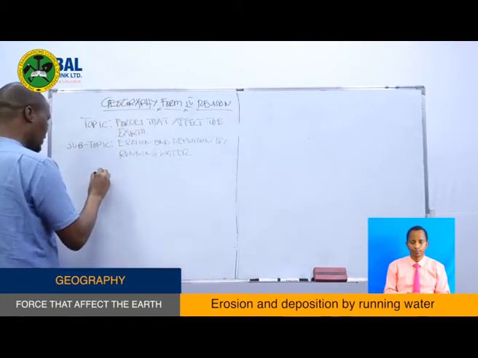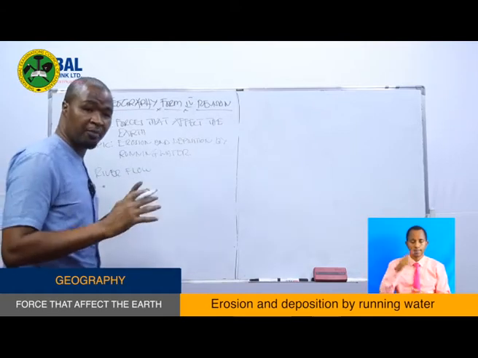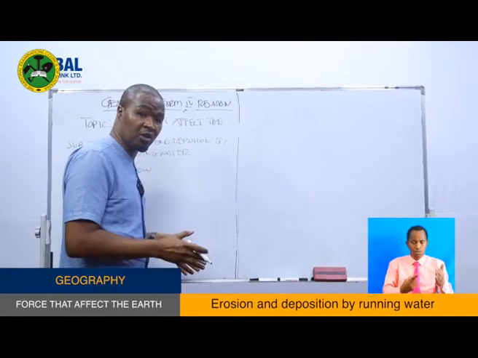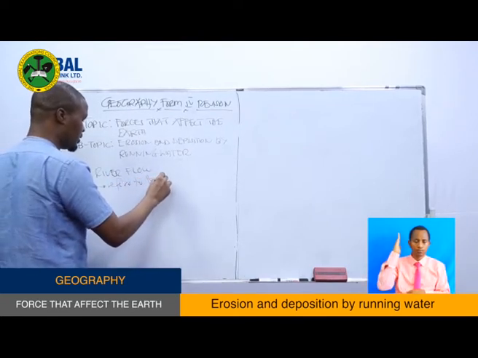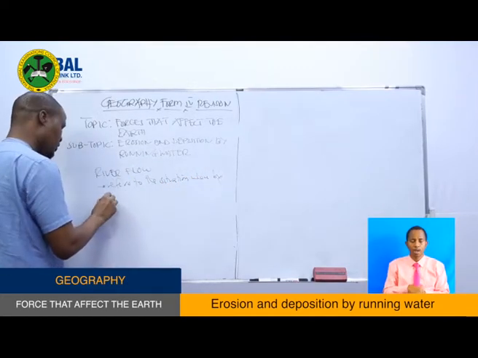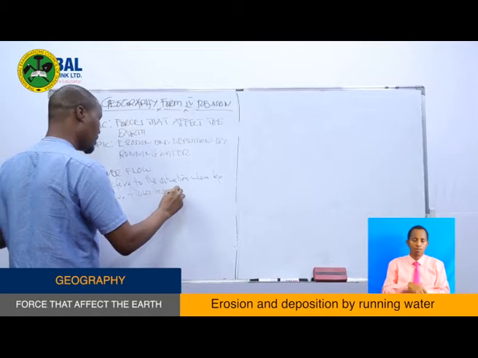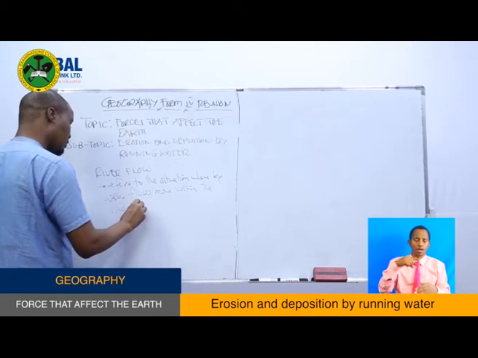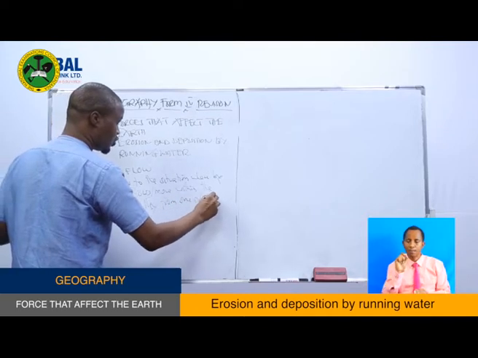It means we have river flow. River flow refers to the process or situation whereby water is flowing within the river valley from the source to the mouth. It refers to the situation whereby water flows, or we say moves, within the river valley from one point to another.